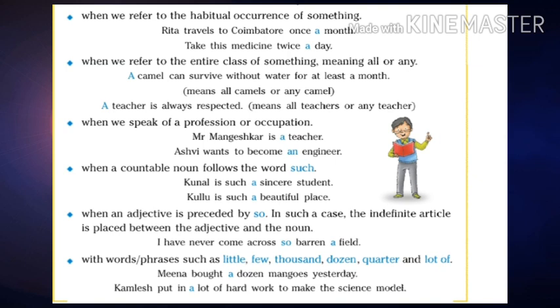When we speak of a profession or occupation. Example, Mr. Mankeshkar is a teacher. When a countable noun follows the word such. Example, Kunal is such a sincere student. When an adjective is preceded by so. In such a case, the indefinite article is placed between the adjective and the noun. Example, I have never come across so barren a field. With words or phrases such as little, few, thousand, dozen, quarter and lot of. Example, Meena bought a dozen mangoes yesterday.